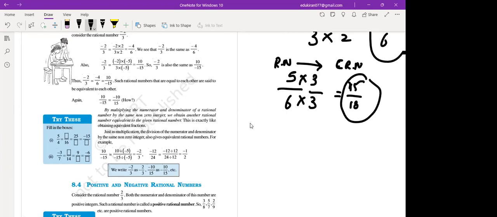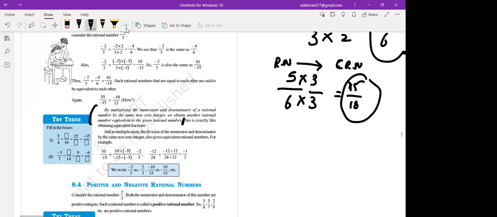Yes, but remember one thing, you cannot multiply it with 0. Put the heading. By multiplying the numerator and denominator of a rational number by the same non-zero integer, we obtain another rational number equivalent to the given rational number. Clear? We will quickly note this down and then we will discuss the next one.